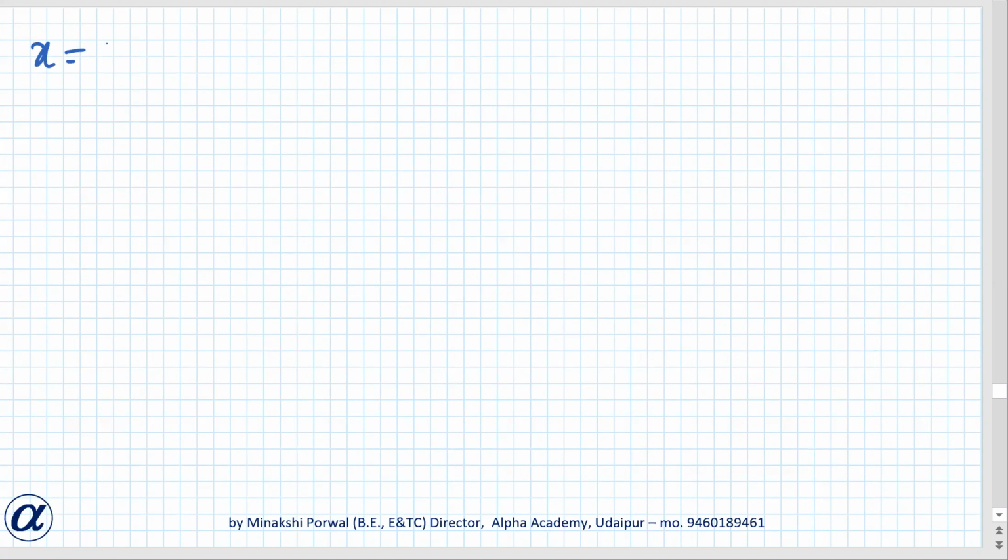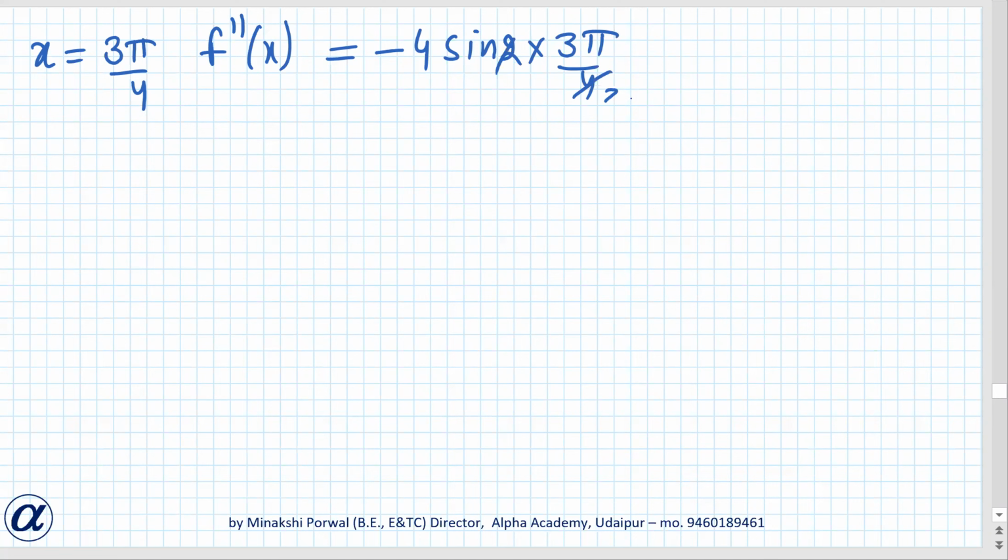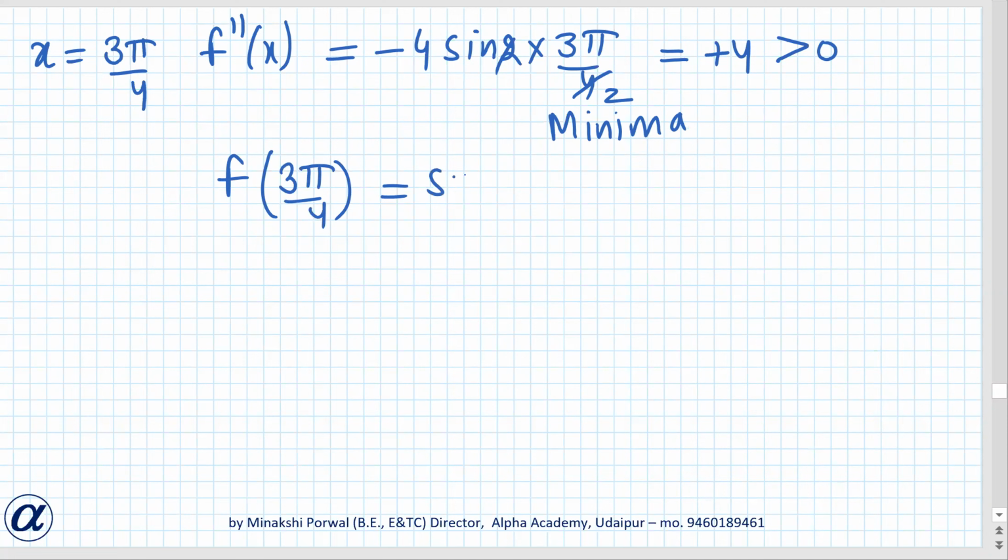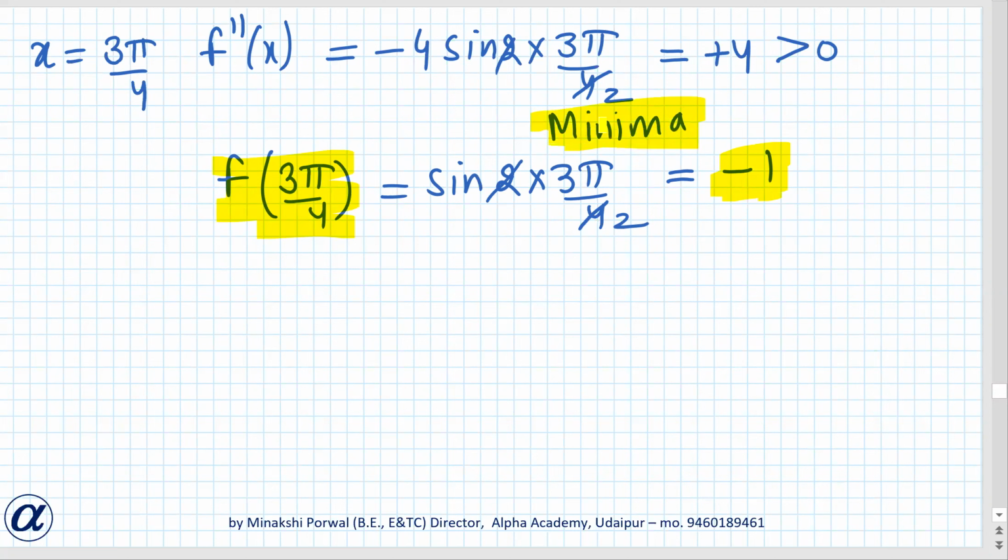So x equals 3 pi by 4. We'll find f double dash x at this point, that is minus of 4 sine of 2 into 3 pi by 4, that is 3 pi by 2. Sine 3 pi by 2 means sine 270, that is equal to minus 1. So it is plus 4. It is greater than 0, so it is a point of minima. The value of the function at this point, f of 3 pi by 4, is sine of 2 into 3 pi by 4, that is sine 270, equal to minus 1. So f of 3 pi by 4 is minus 1 and it is the point of minima.